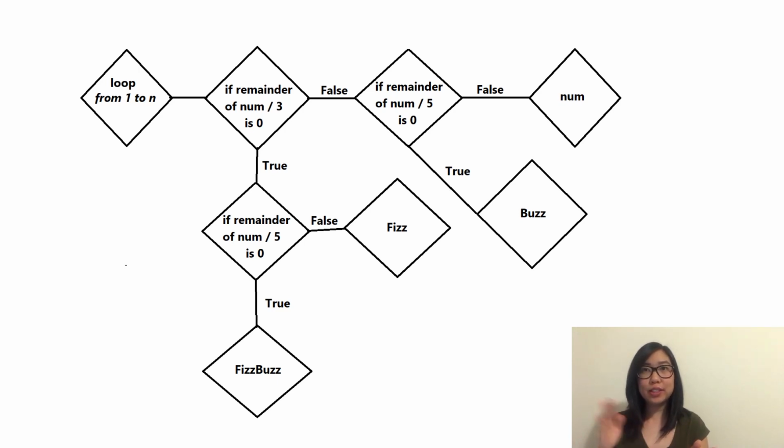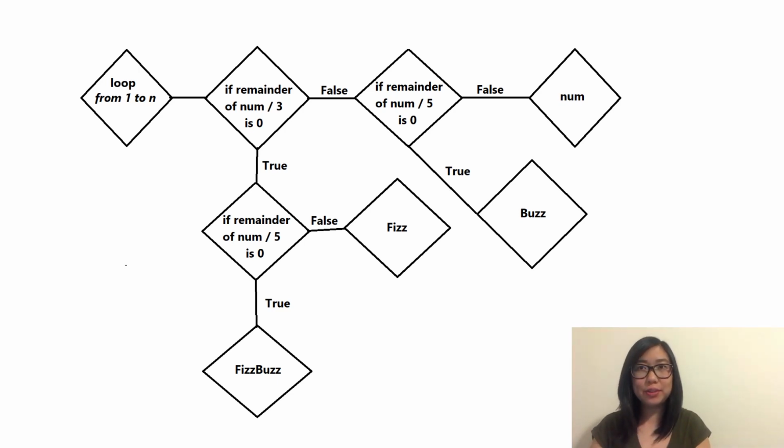So if the expression is true, we're going to output something, and if our expression is false, then we're going to output something else. So if the number we're currently on is divisible by 3, or in programming mathematical operations, if the remainder of the number we're currently on divided by 3 is 0, that would mean the number we're currently on is divisible by 3. Then we would also have to check if that number is divisible by 5. And if it's divisible by both 3 and 5, then we would return FizzBuzz.